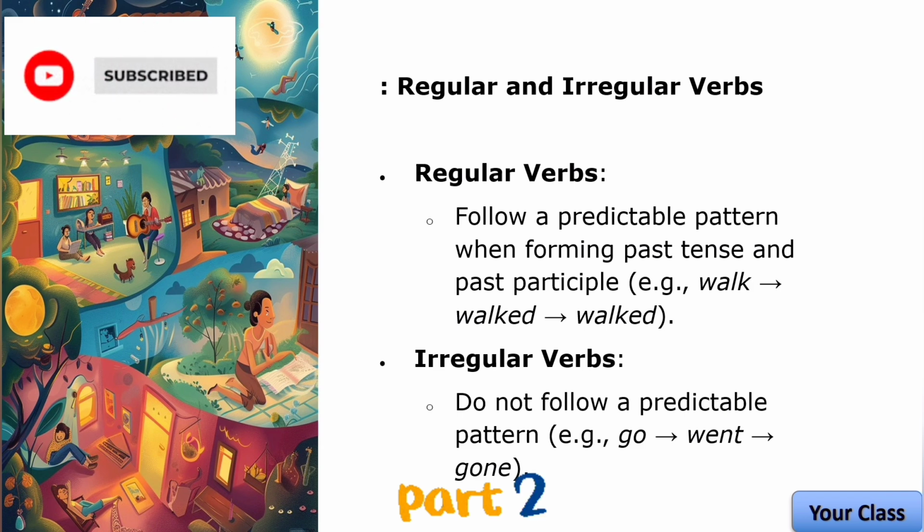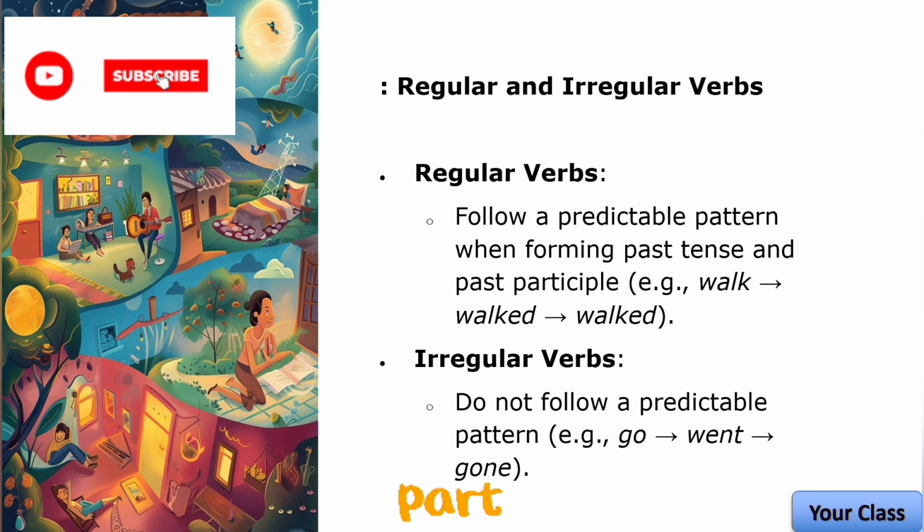Irregular verbs do not follow a predictable pattern. For example, go, went, gone. Irregular verbs do not follow a predictable pattern when forming their past tense and past participle. Each irregular verb may have its own unique way of changing, and some may have multiple forms of the past tense and past participle. How to form the past tense and past participle of irregular verbs?